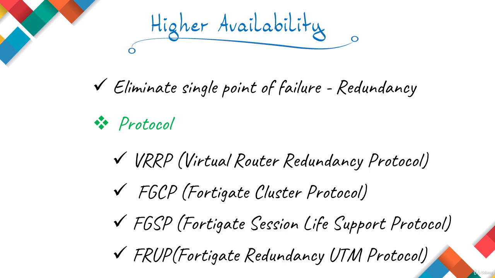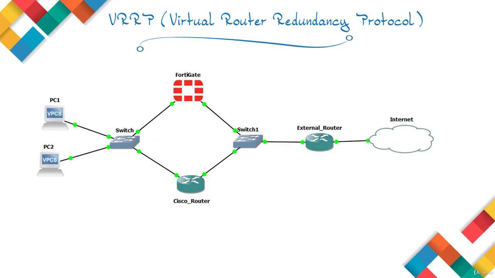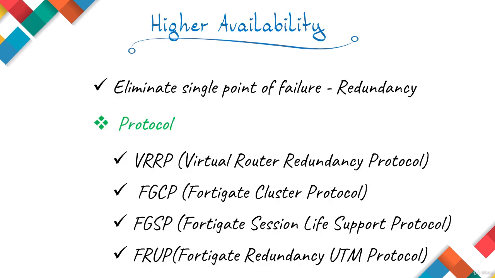Applying the same concept to FortiGate, FortiOS provides various protocols for implementing HA. The first protocol that supports HA is called VRRP, or Virtual Router Redundancy Protocol. VRRP is an industry standard, and so we can use VRRP to create HA between two dissimilar devices. For example, you can use a FortiGate device as well as a Cisco router, and they can be clustered so that we have redundancy.